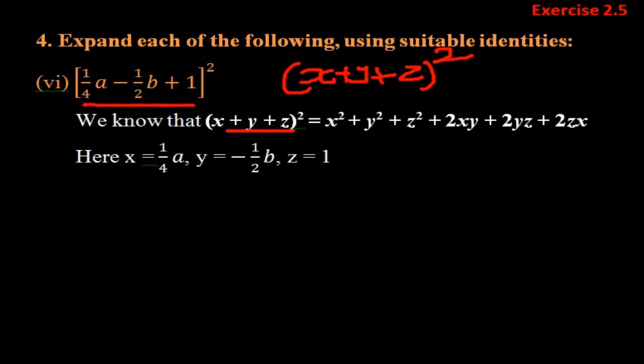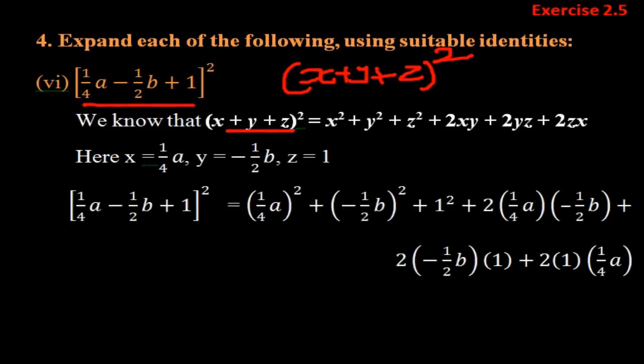Now we are going to substitute the data. On substituting it, we get x square becomes (1/4a) whole square, this term. And when I put y square, y is nothing else but minus 1/2b, (minus 1/2b) whole square, then z square, plus 2 into the value of x, which is 1/4a, and for the value of y it is minus 1/2b. Similarly, we are substituting for these two terms also. Now we have to simplify this.